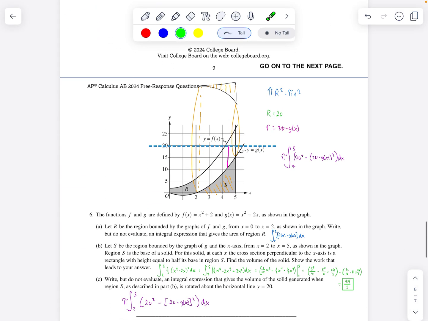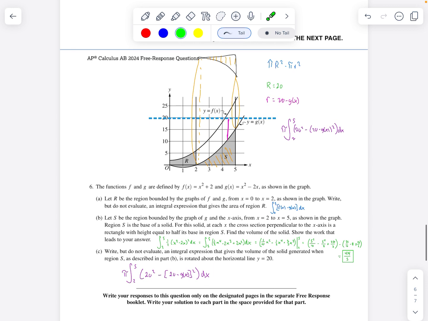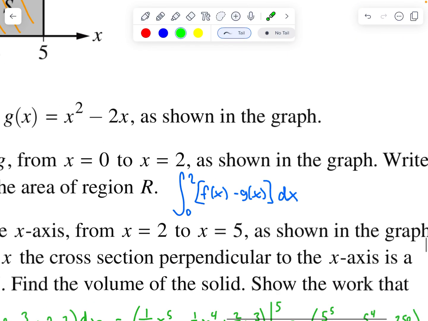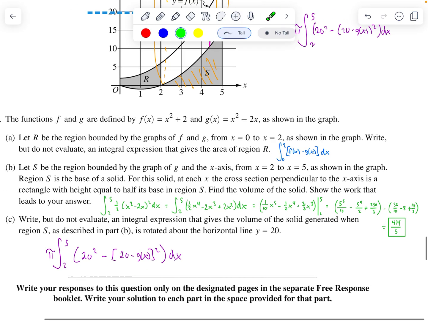All right, and then on 6, we just have to find the area of R. Remember, area is just the integral of top minus bottom. Or if we were going this way, between the curves and the y-axis, you would do right curve minus left curve. So the integral of top minus bottom is just that right there. Make sure when you're showing integrals, you put dx or dt or whatever the appropriate variable of integration is.